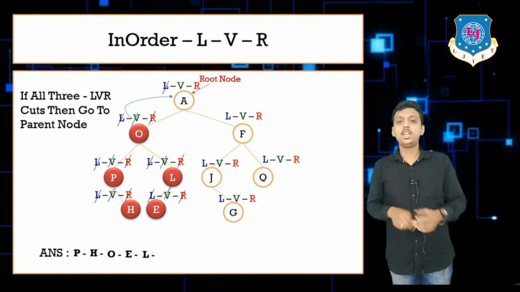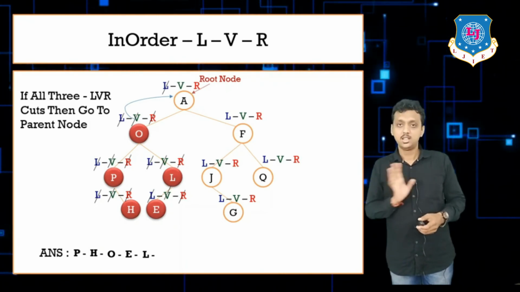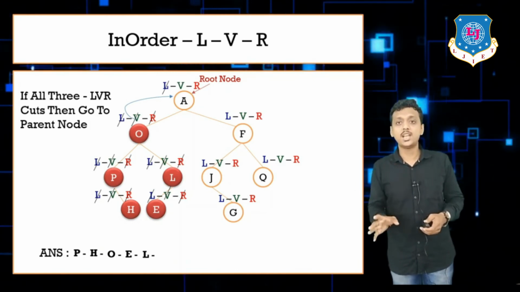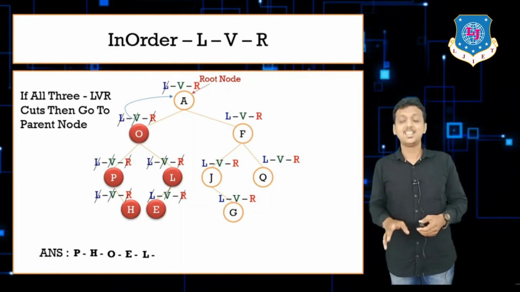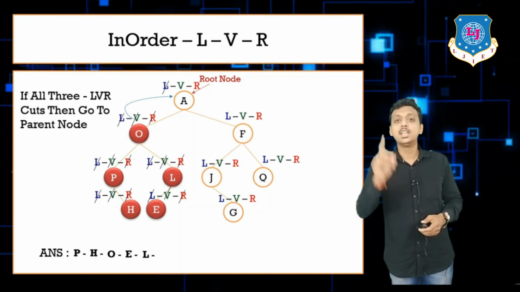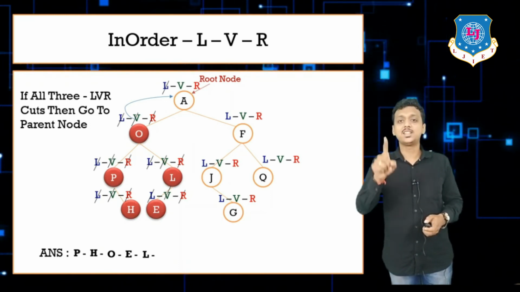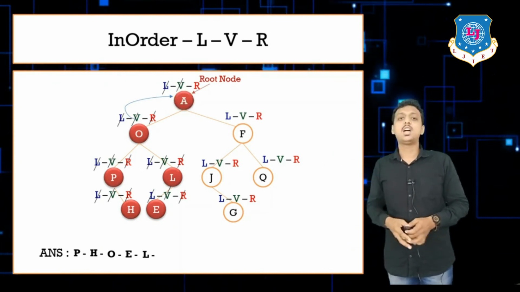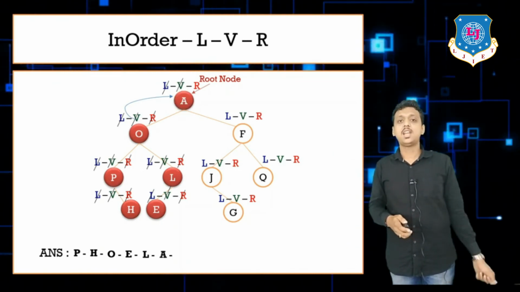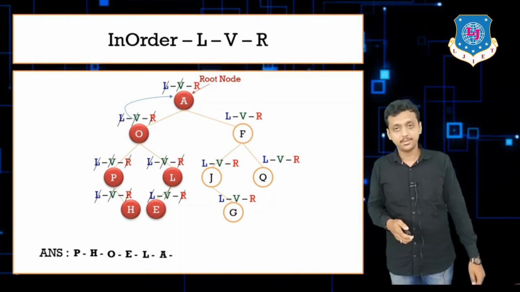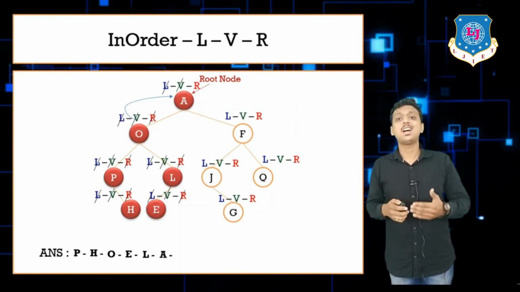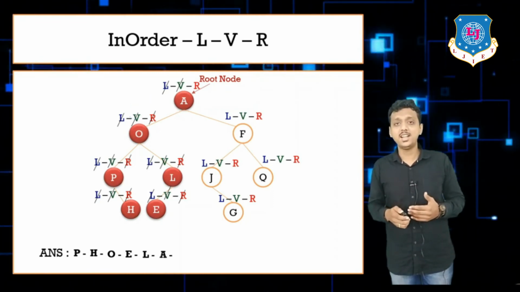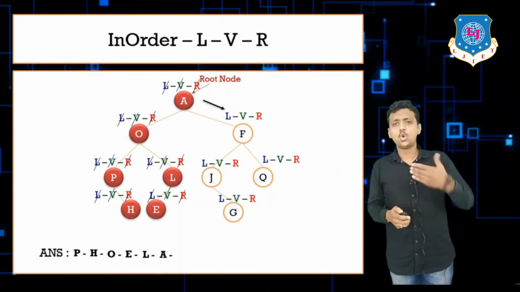Now see, on A we have already done the L. Left side is completed. Now what to do next is visit V. So we need to do visit. That means visit node A and write node A into the answer. Fine. Now, next is R. So move towards the right side, cut down R, go on the right side.